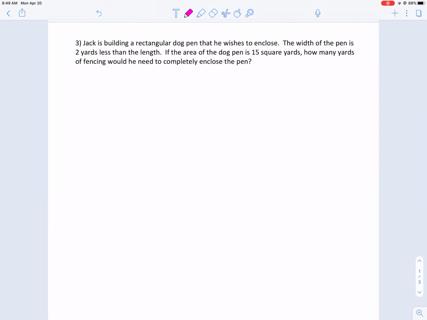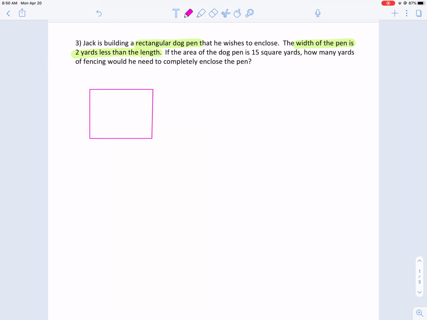So this is a great question. This was a Regents question. Jack is building a rectangular dog pen. Okay, so immediately I'm thinking to myself, okay, let me draw this rectangular dog pen. What do we know about this rectangular dog pen? The width of the pen is 2 yards less than the length.